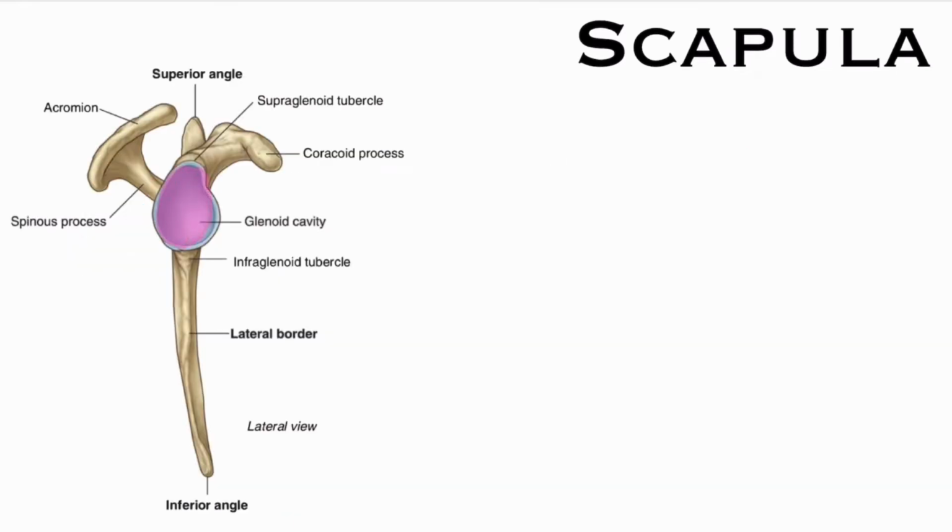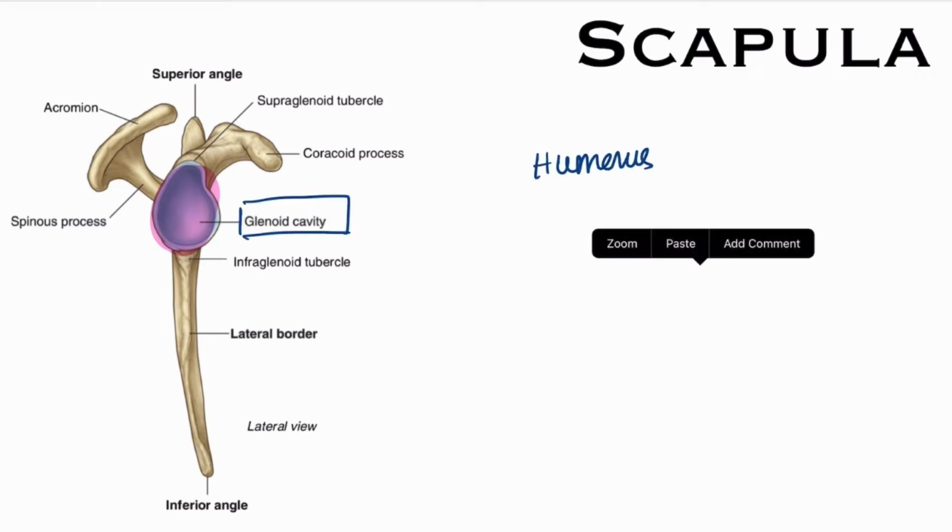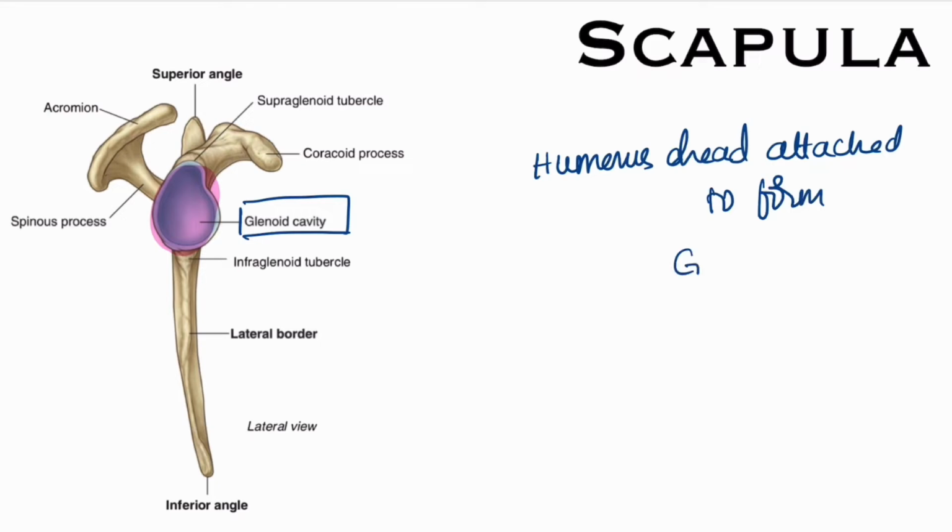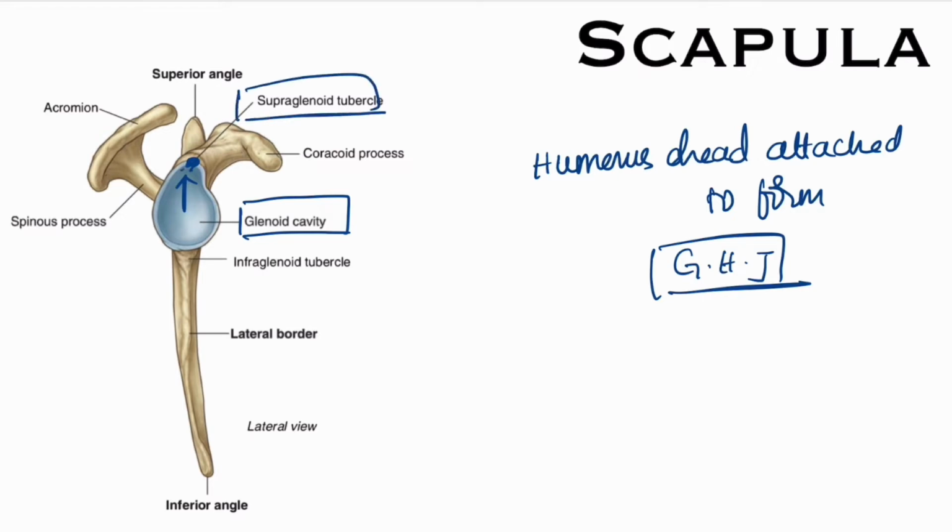This is the glenoid cavity. In this glenoid cavity, the humerus head is attached to form the glenohumeral joint. Above this glenoid cavity, we have the supraglenoid tubercle. This is the supraglenoid tubercle. Below the glenoid cavity, we have the infraglenoid tubercle. This is the infraglenoid tubercle.